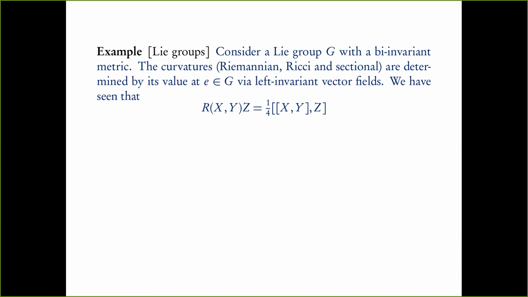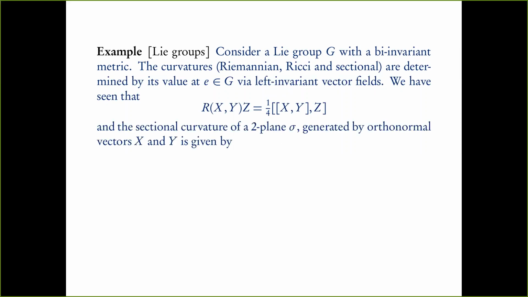We have seen last time that the Riemann curvature R(x,y)z for left invariant vector fields x, y, z has this form: 1/4 of the Lie bracket [[x,y],z]. If you have the notes with you, you can go back and read up later on. This followed from the fact that the Levi-Civita connection nabla satisfied the property that nabla_x y was the Lie bracket [x,y] up to a factor of half. And if you iterate this, you basically get this.